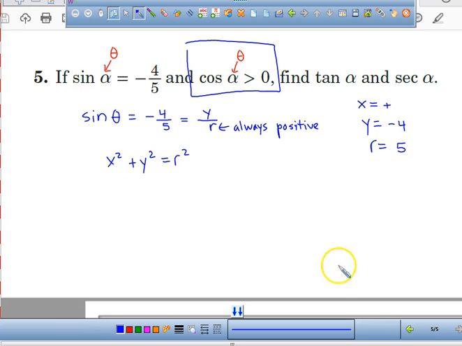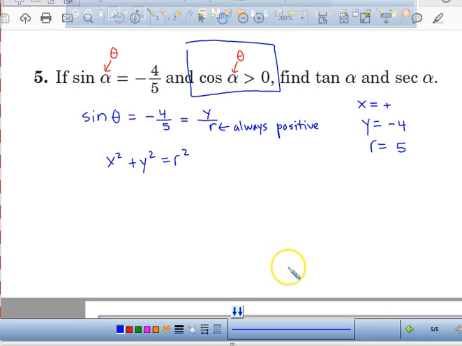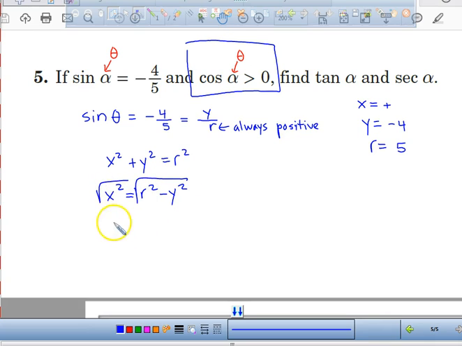Okay? So right now, we're going to do x squared plus y squared equals r squared. What are we trying to find right now? We're trying to find x. So what do we have to subtract from both sides? Subtract y squared from both sides. So x squared is going to equal r squared minus y squared. And when you take the square root of both sides, that will give you your value for x. So what is our radius squared?